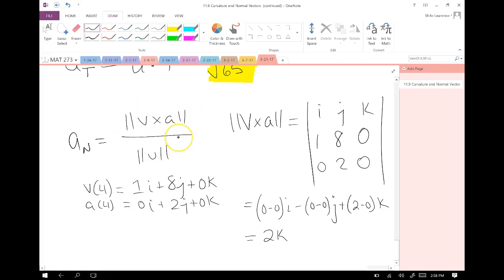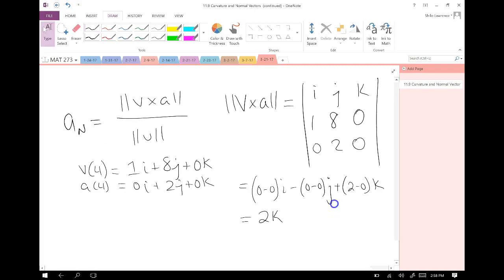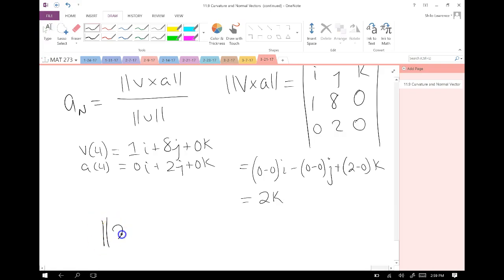We just want the magnitude of this vector. In the top, it's got those magnitude bars around it. We should be able to do that without even doing the magnitude formula, since it's only got one component. The magnitude of 2k is 2. That's our numerator.